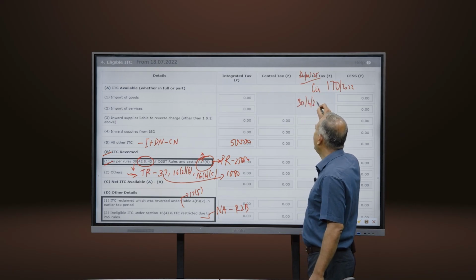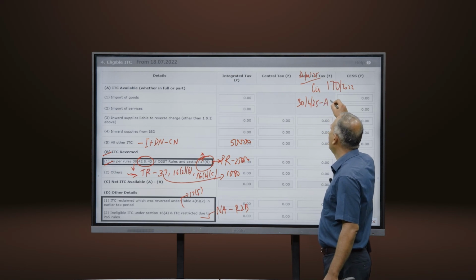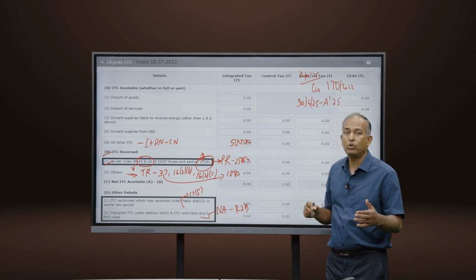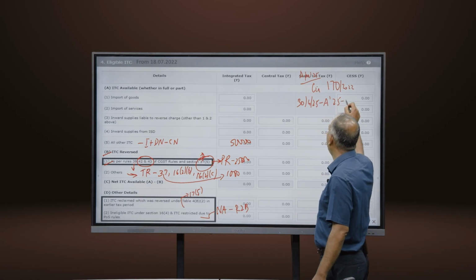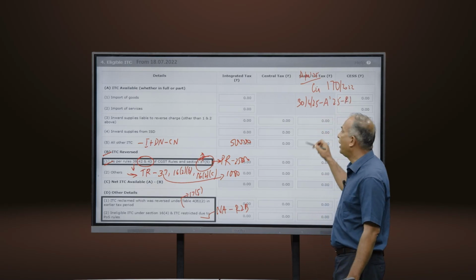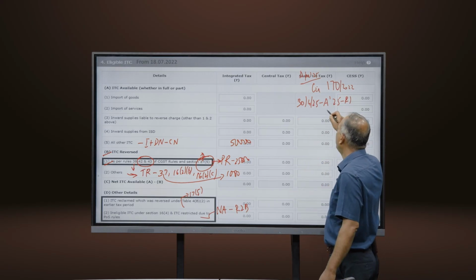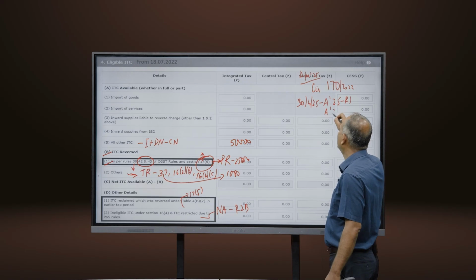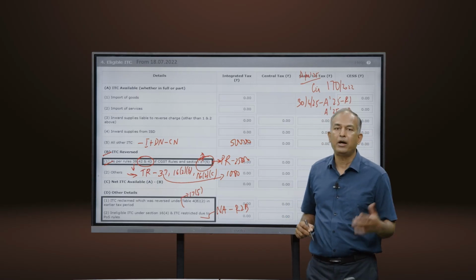Now, 30th of April, I would have entered it in the April 2025 R1. Correct? Because it is entered in the R1 of April 2025, and if it is filed within the specified dates, it auto-populates in the April 2025 R2B.